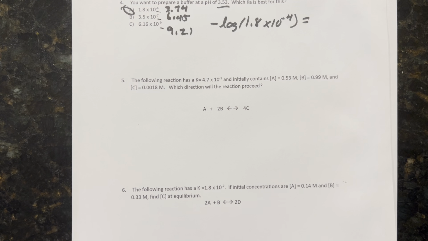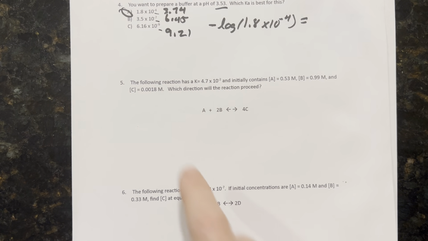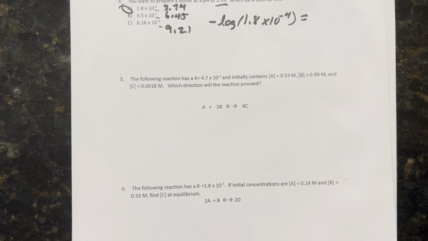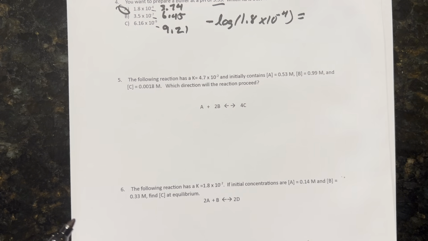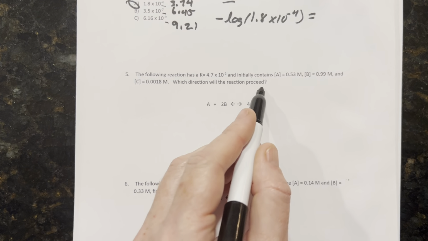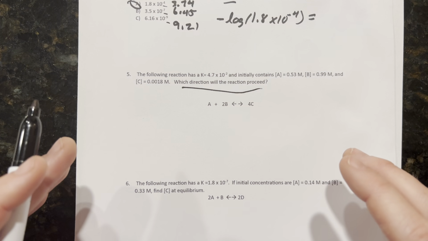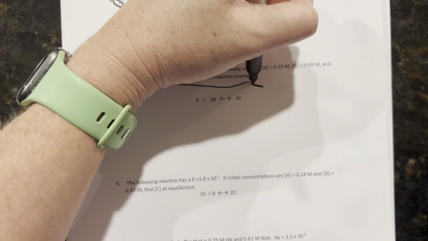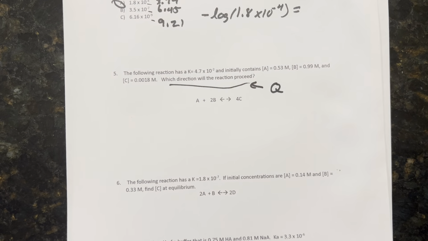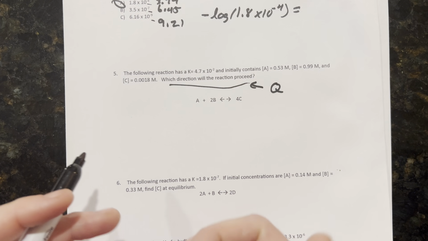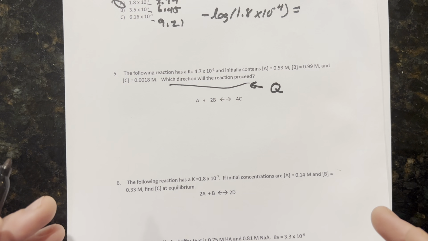All right, number 5, it says the following reaction has a K of 4.7 times 10 to the negative 2 and initially contains this, this, and that. It says which direction will the reaction proceed. All right, so if you're like me, you saw the word initially and you want to write an ice table, right? But then it asks you what direction will it proceed. So that's kind of a clue that it actually wants you to do Q. Okay, so if it asks you which way it's going to go, to the right or to the left, that's when you're going to want to do Q.